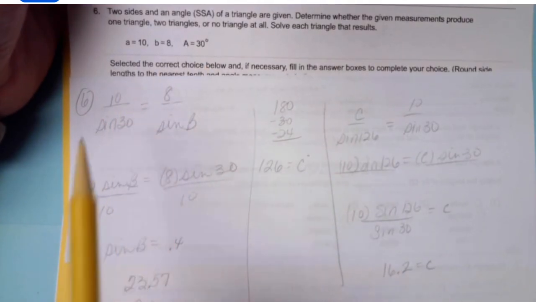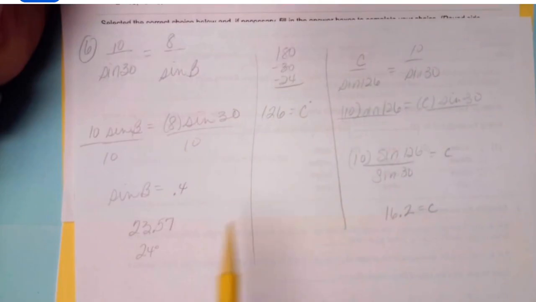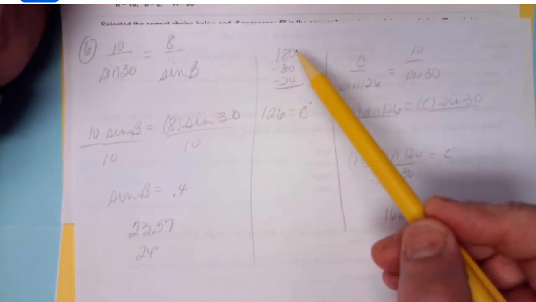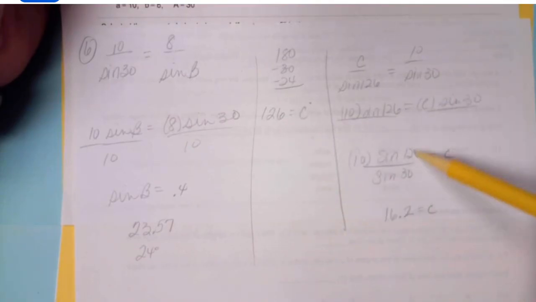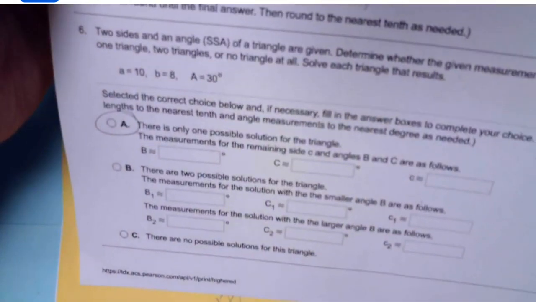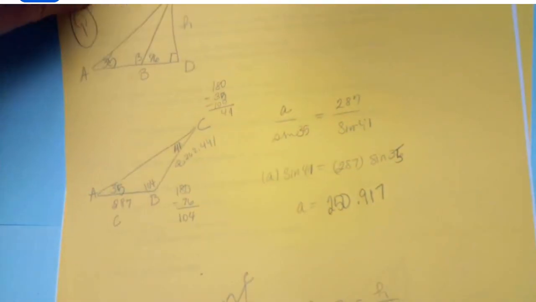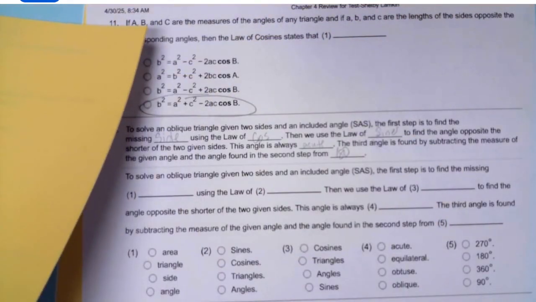So we use this to find angle B to be 24 degrees. Then to find angle C, we subtract those two known angles. Then we find angle C. So we have one possible angle, one possible triangle.